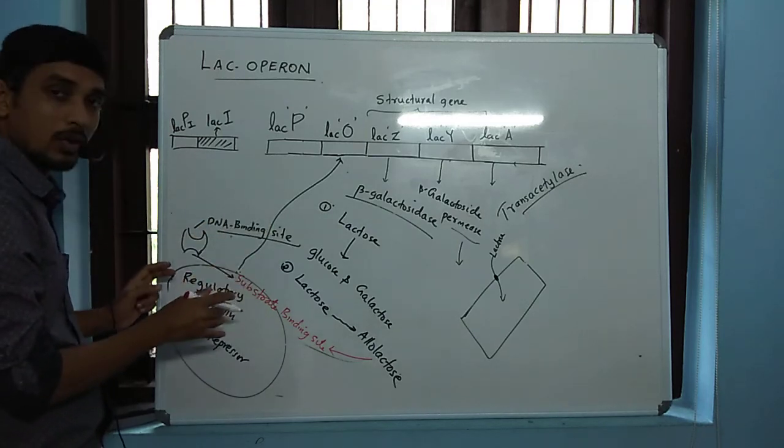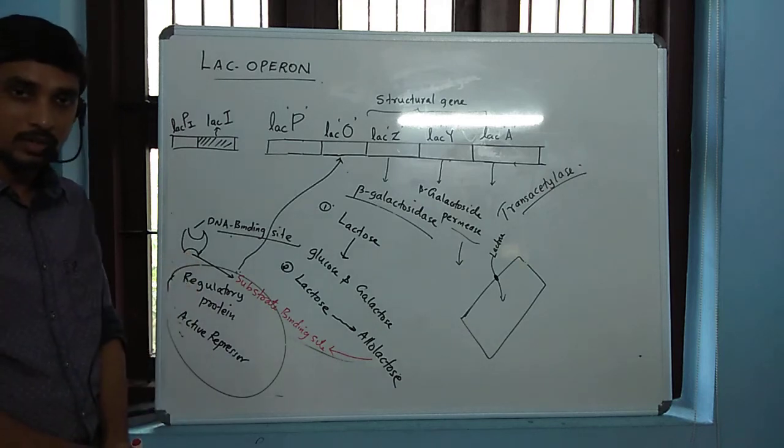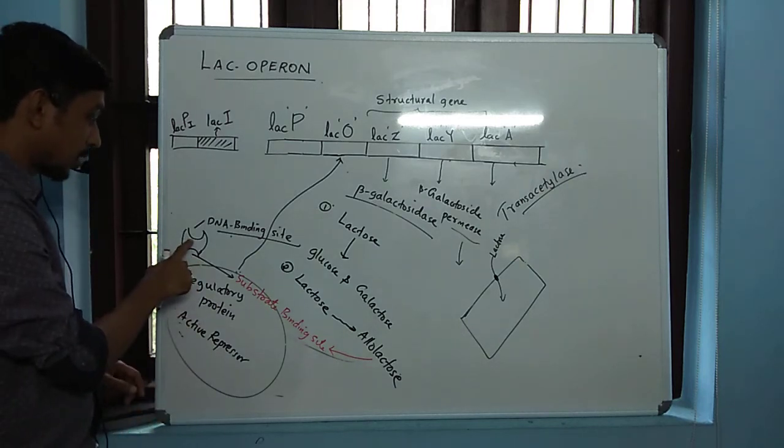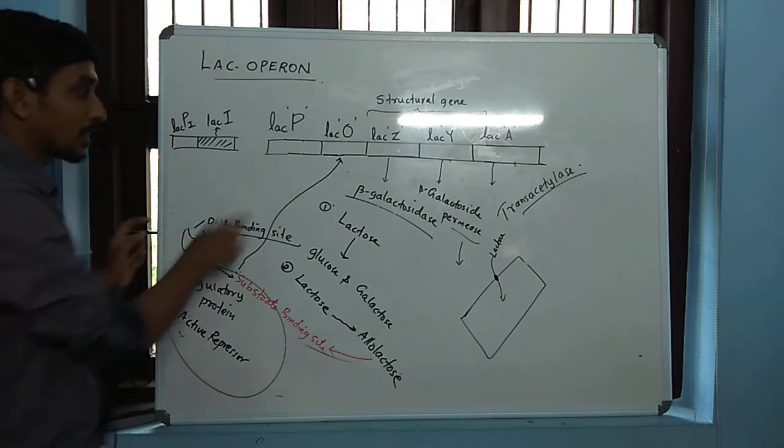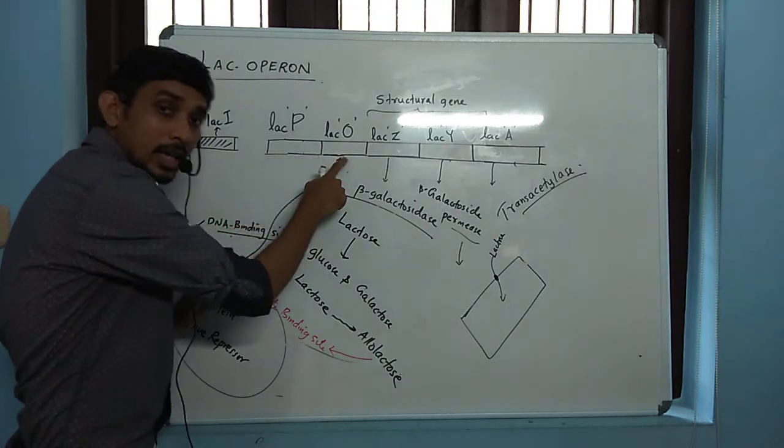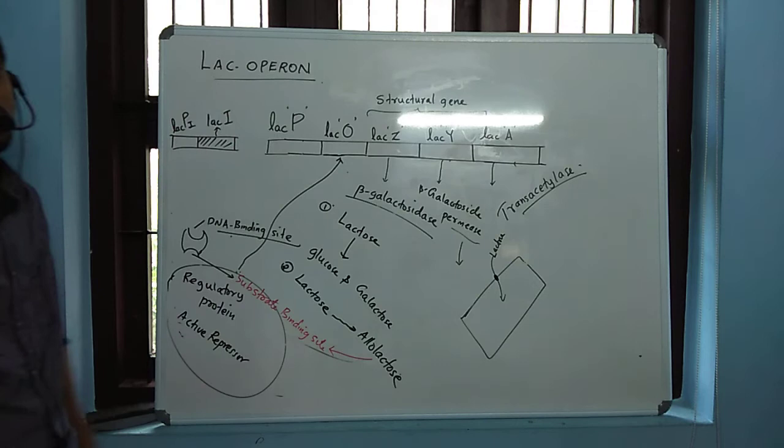But when allolactose is not found on the substrate binding site, its DNA binding site will be like this, active. So it can bind on the operator and repress or inhibit the working of the lac operon.